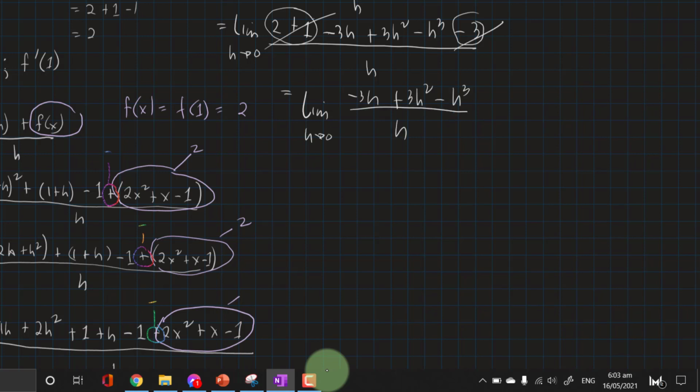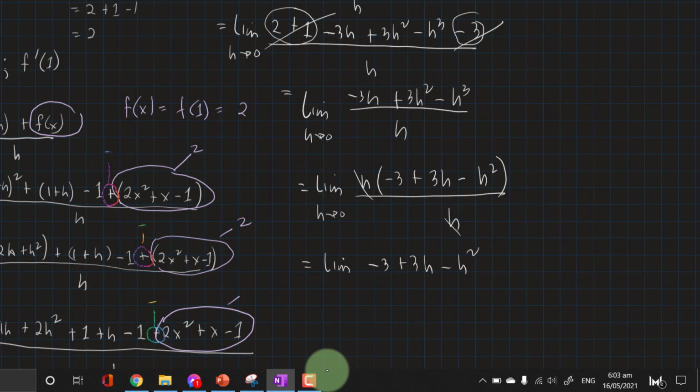Then, factor the numerator by common monomial factor. The limit of h times negative 3 plus 3h minus h squared, all over h, as h approaches 0. And then we can cancel out the denominator. It will end up the limit of negative 3 plus 3h minus h squared, as h approaches 0. So now we can find the limit. So if h approaches 0, so 0 na to, this is also 0.